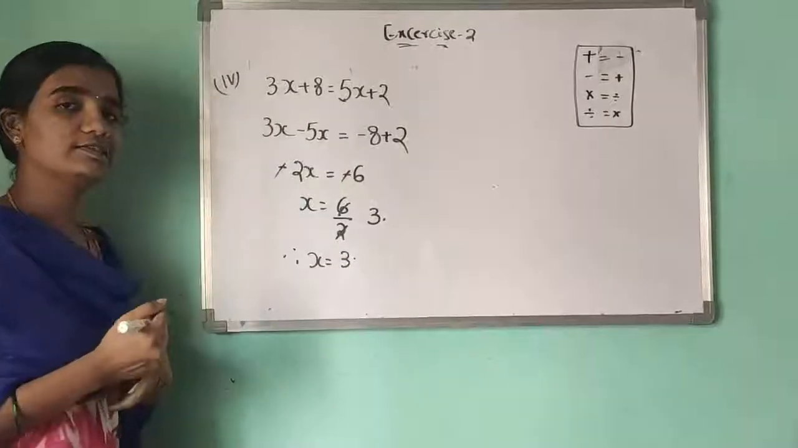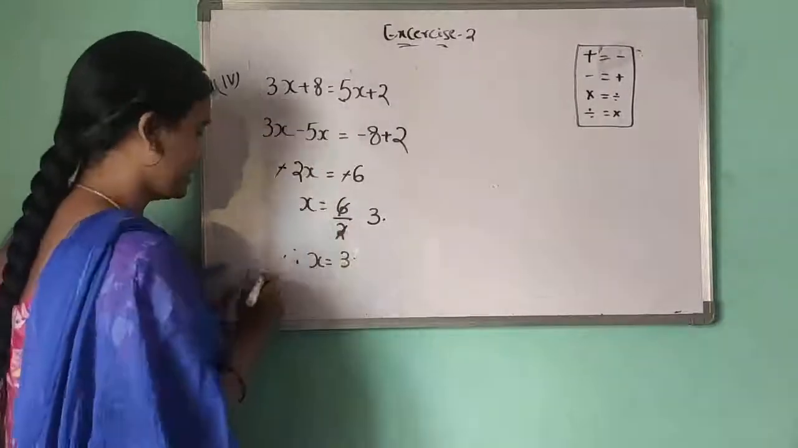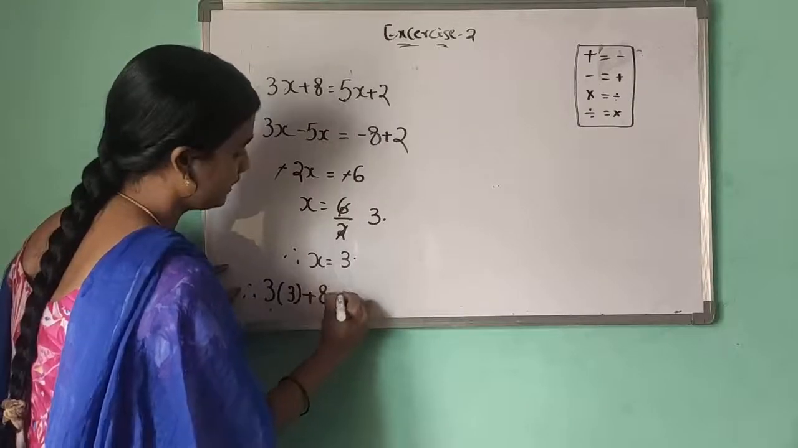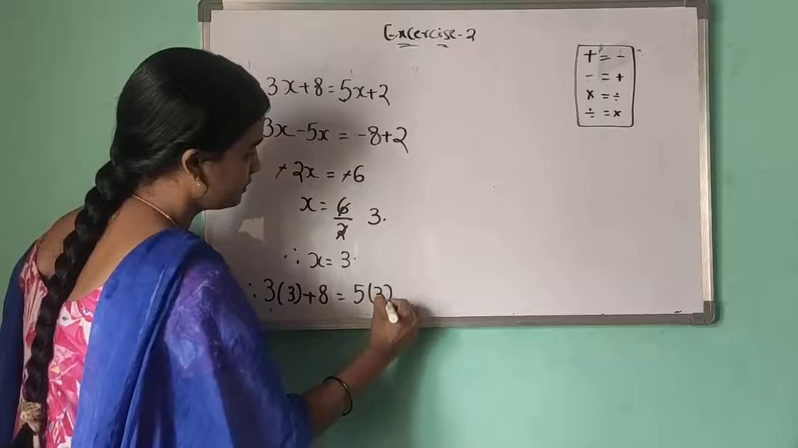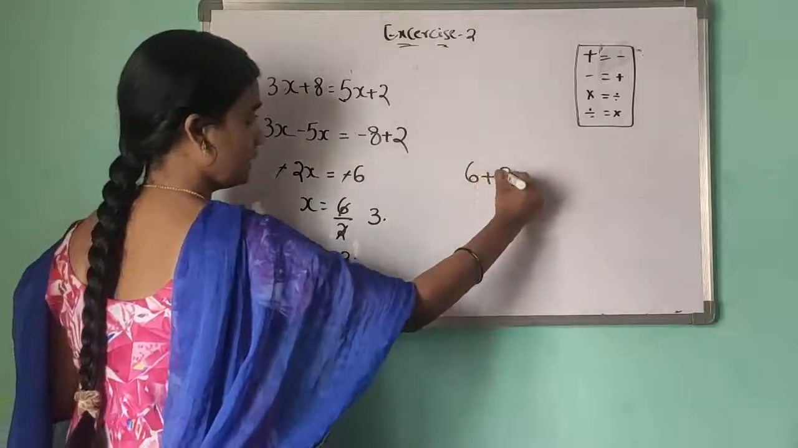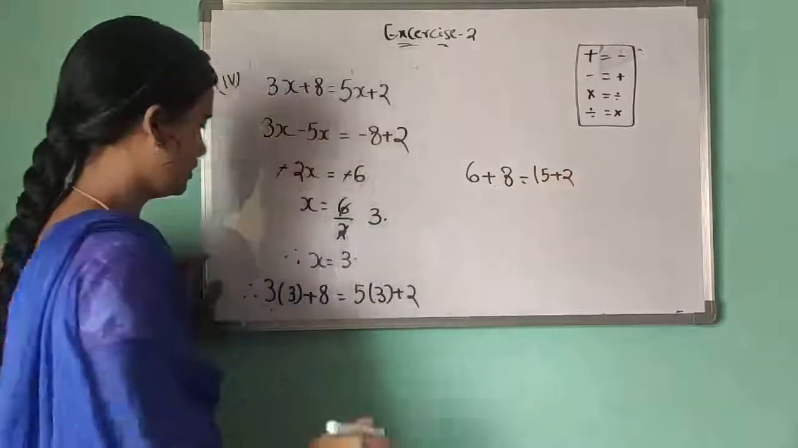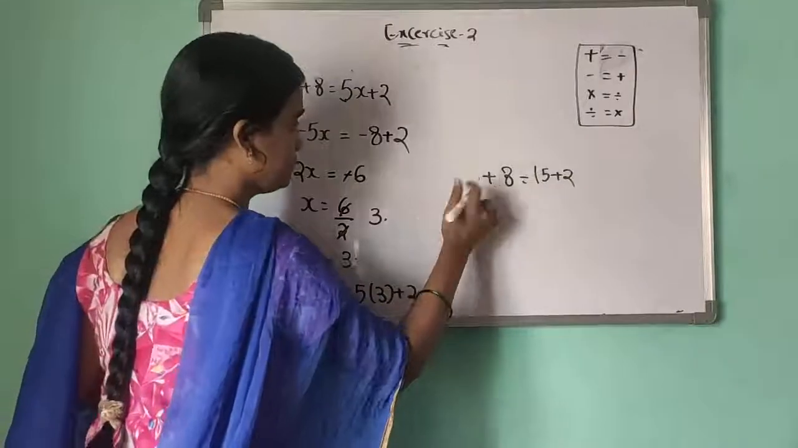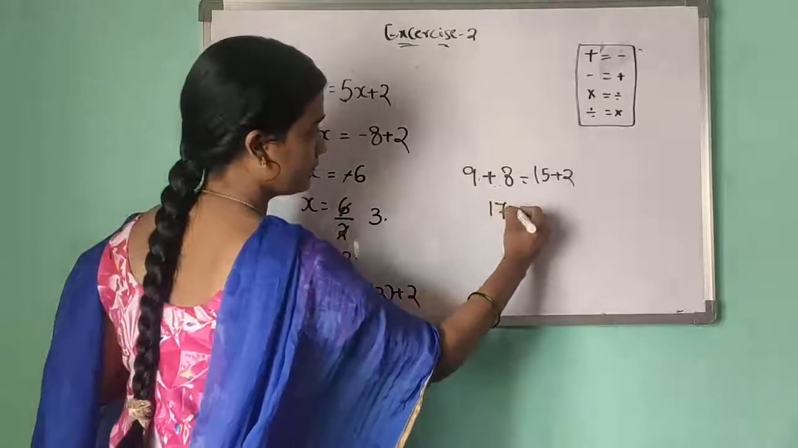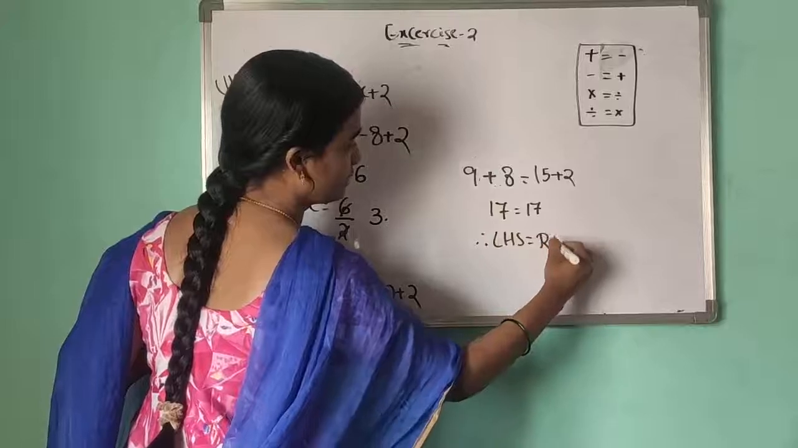How can we check if the x value is correct or not? We have to substitute the x value into the given equation. So 3 into 3 plus 8 is equal to 5 into 3 plus 2, right? 3 3s are 9 plus 8 is equal to 5 3s are 15 plus 2, right? Okay? 17 equal to 17. Therefore the LHS equal to RHS.